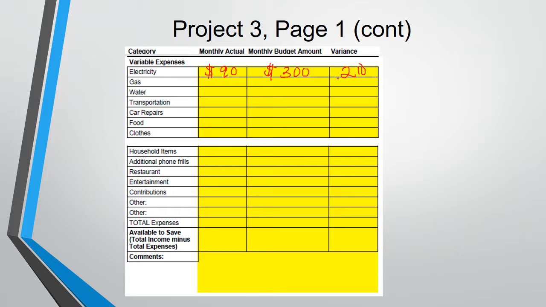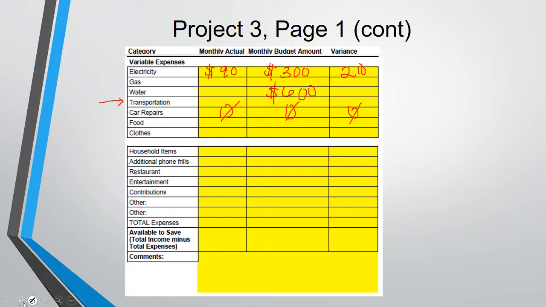If you plan on living in an apartment where you do not have to buy a car, and you just go on the bus or something like that, car repairs would be zero because you don't have a car. But keep in mind, for transportation you want to take into account the bus, Uber, taxi, whatever it may be. I don't expect these numbers to be perfect, they just have to be reasonable. You don't want to write water, $600, unless you plan on having a really big garden or something, to where it looks reasonable.